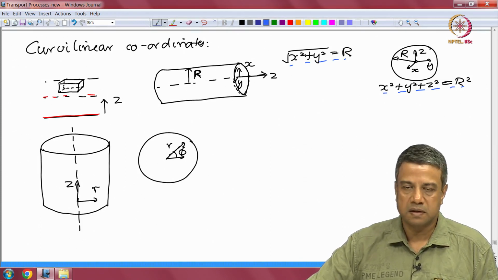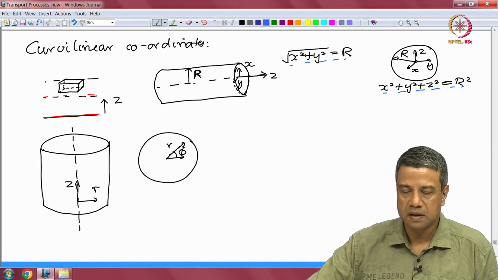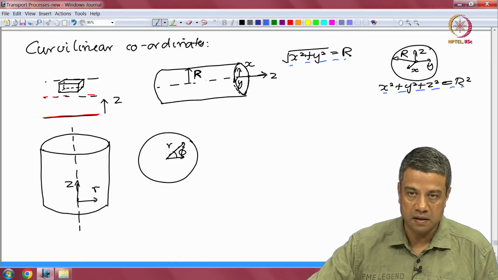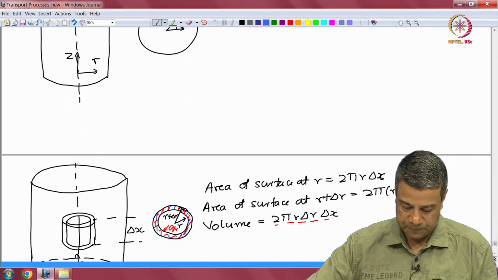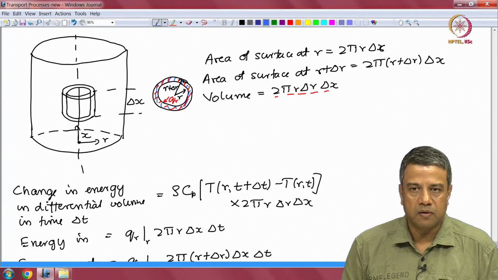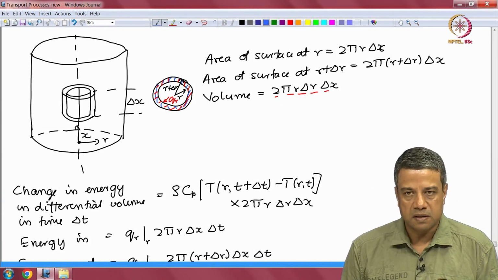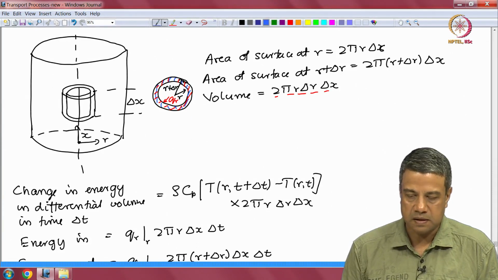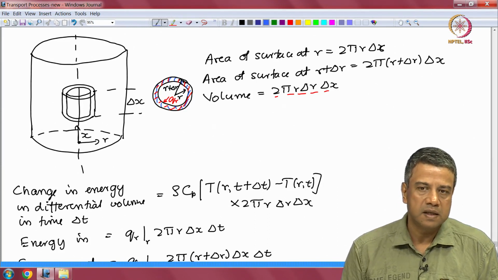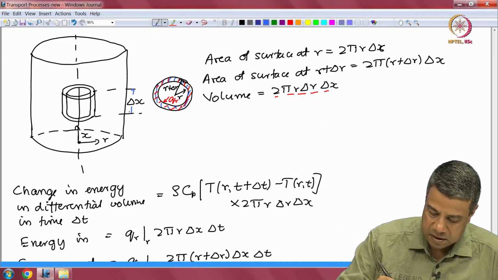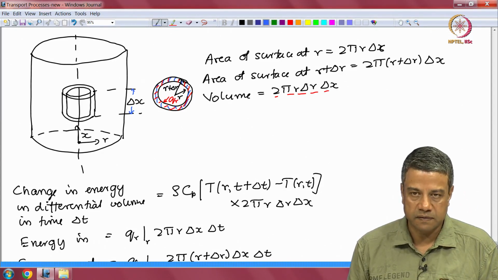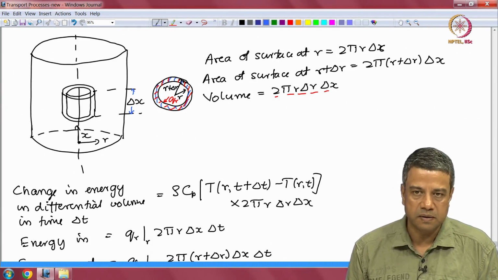So, the variation in the temperature, concentration or velocity field is in the axial direction and in the radial direction alone. It does not vary as you change the angle around the axis. Consider a differential volume bound between two surfaces of constant coordinate, an inner surface at r and an outer surface at r plus delta r. The surface area of the surface at r is 2 pi r times delta x, where delta x is the thickness in the axial direction, and delta r is the thickness in the radial direction. So, this is an annular differential volume between two cylindrical surfaces that we are considering.